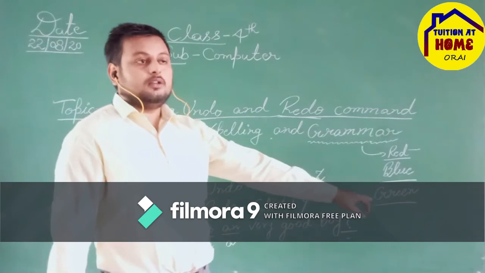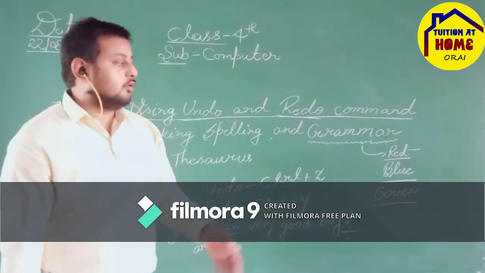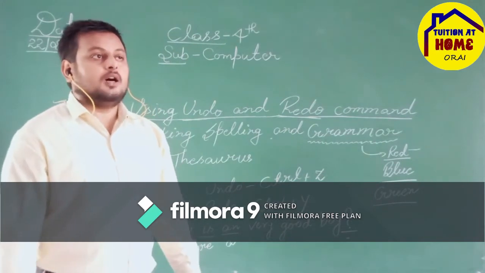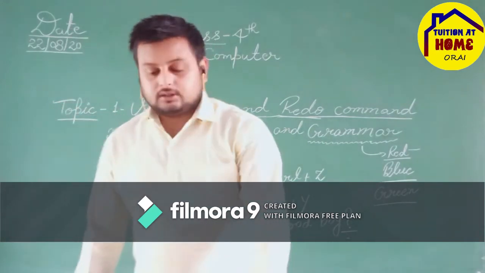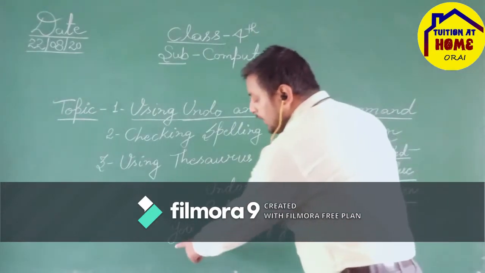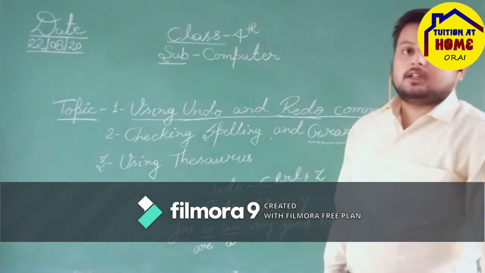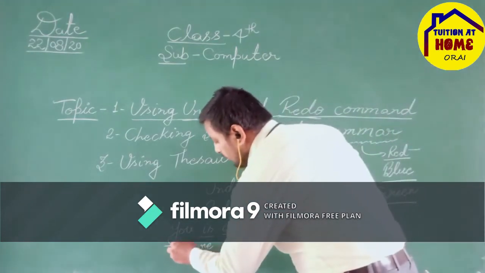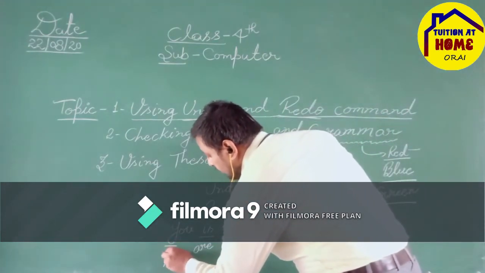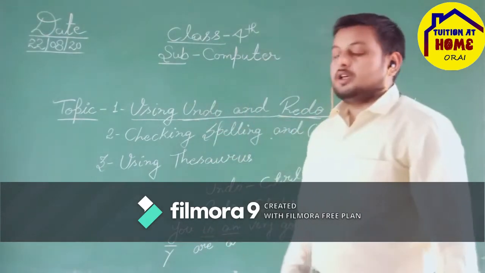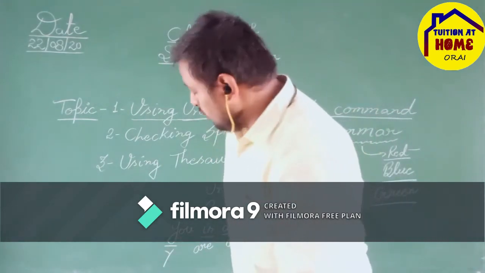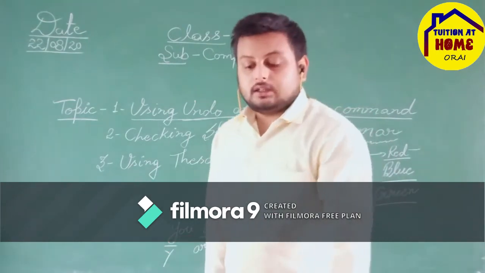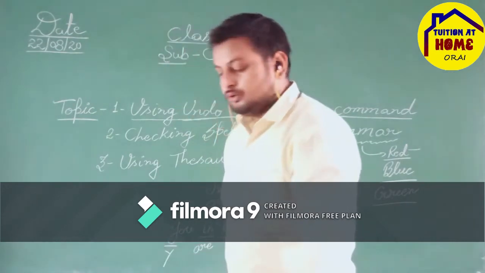If there is a green line over there, then it is a grammatical problem. If there is a blue line over there, it is a problem like when I write the first letter of the sentence with a small y instead of a capital Y. So it will contain a blue line just under the text.